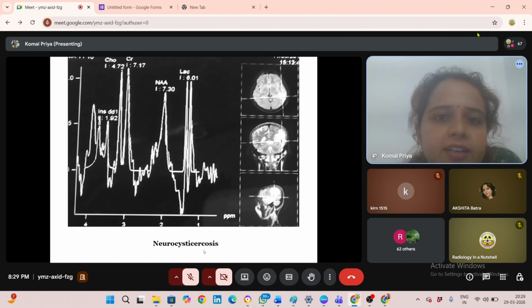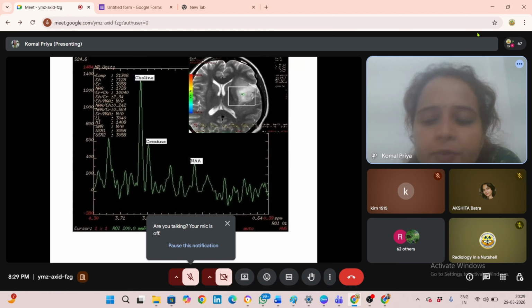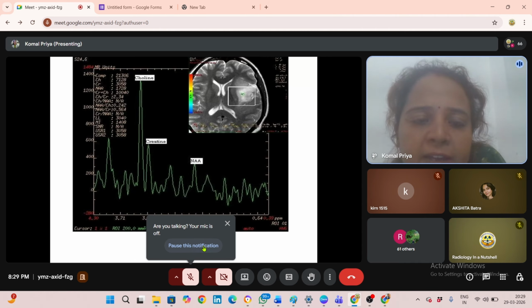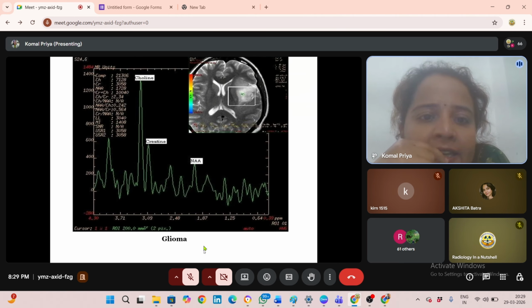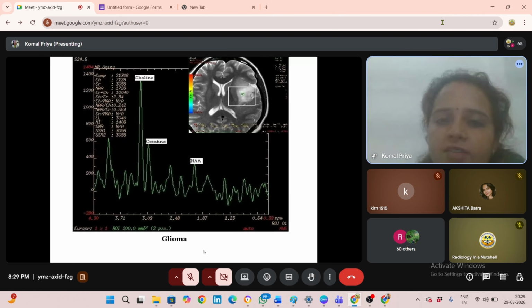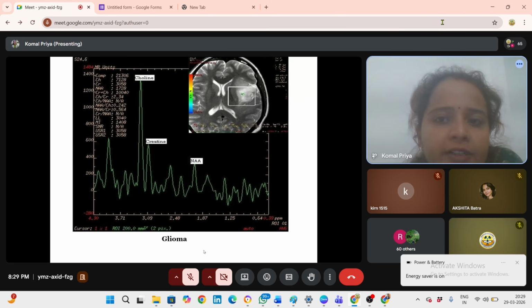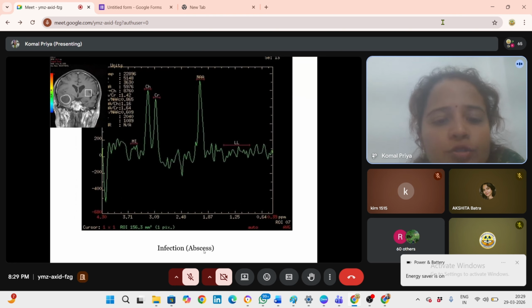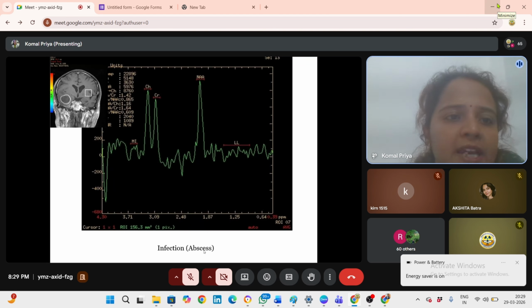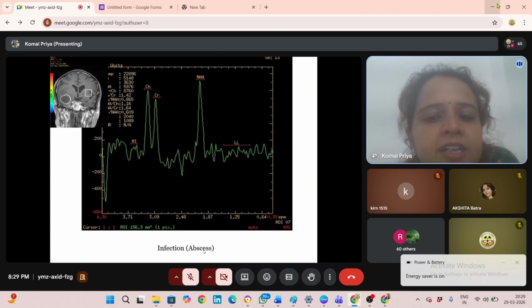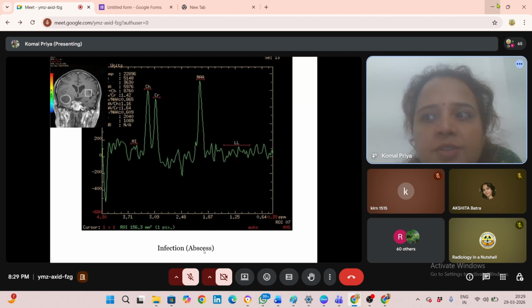This is neurocysticercosis. All the spectra are disturbed in this. This is glioma. You can see a large swelling in the part of the brain, which I've shown in the image. Choline, creatinine, NAA, everything shows abnormal levels. So it can be clearly shown on the image. This is infection. There was an abscess in the brain, and because of that all these values are increased and have reached their peak.